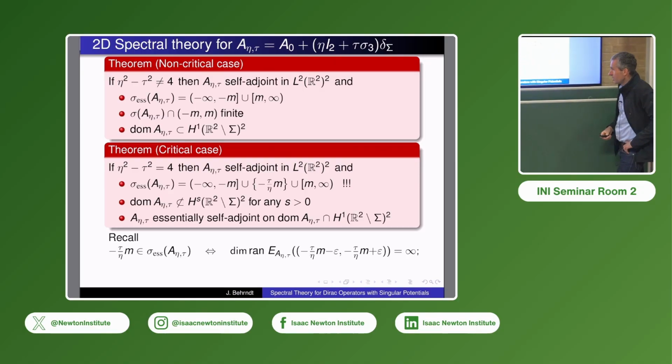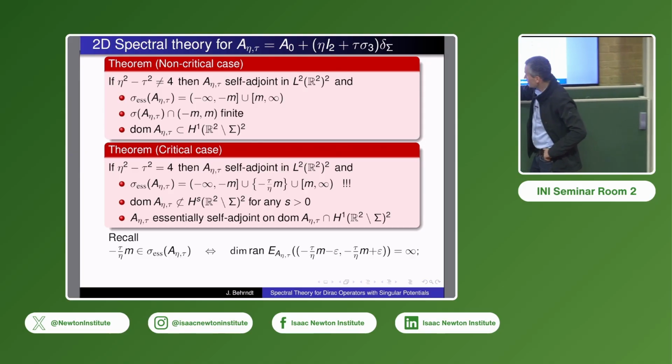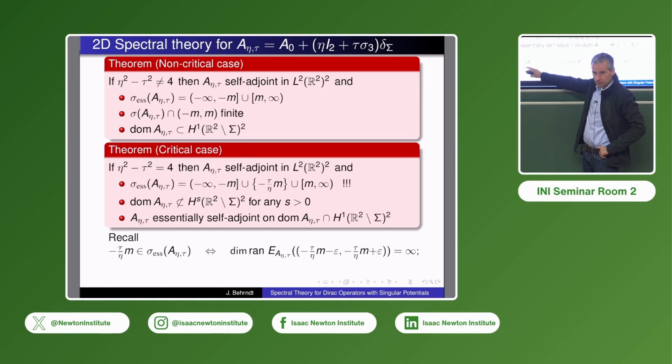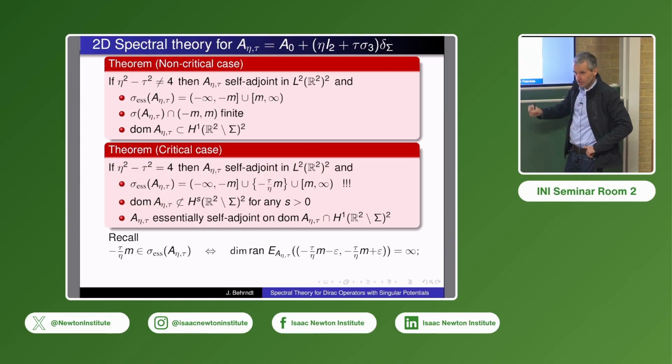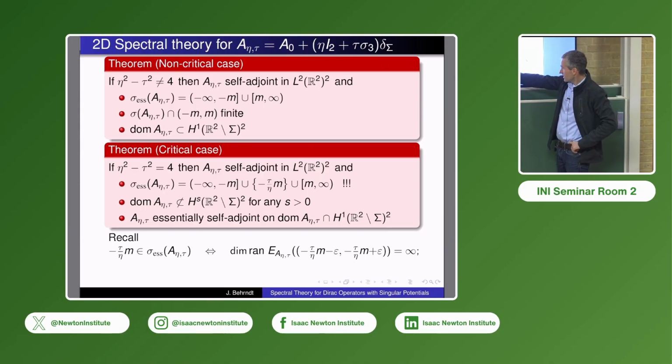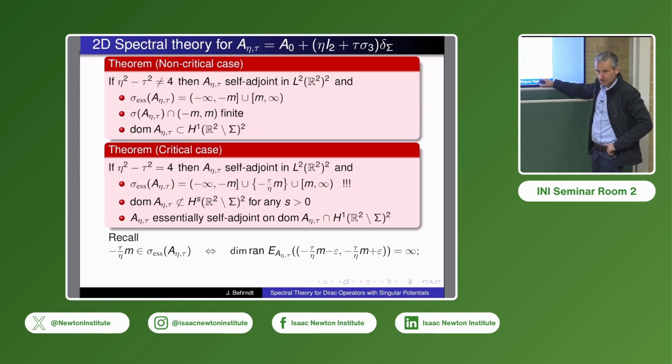And now let me recall: I'm using essential spectrum here all the time, but what does it actually mean? If you have a point in the essential spectrum of a self-adjoint operator, by definition there is a lot of spectrum in a neighborhood. So if you look at spectral projections to any open interval around that point, their rank is infinite.